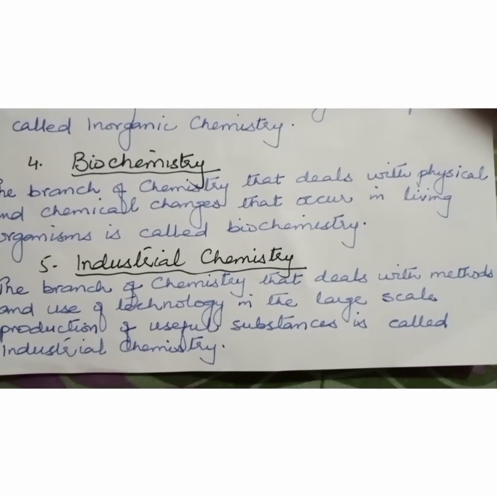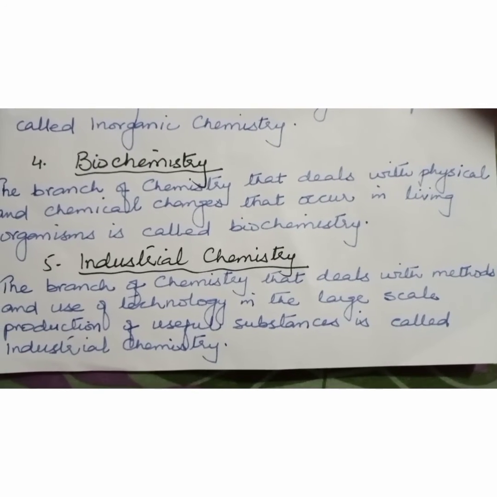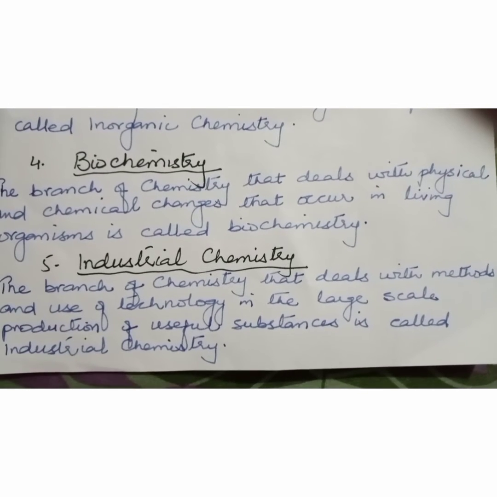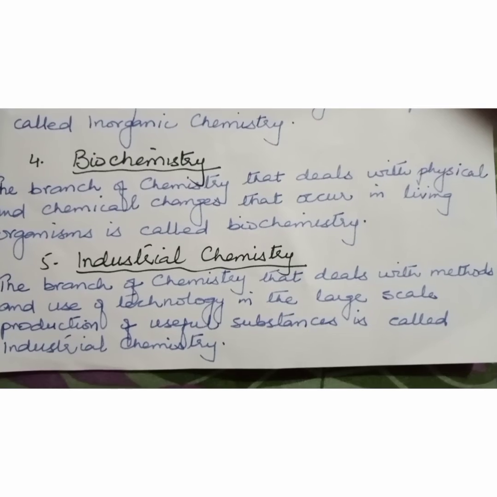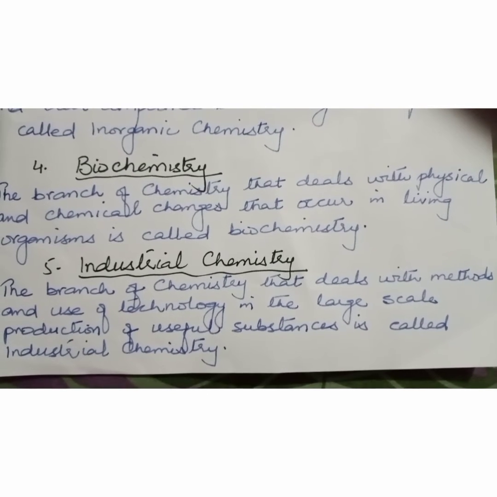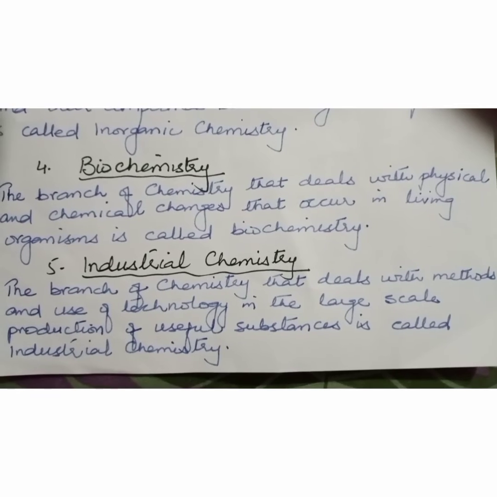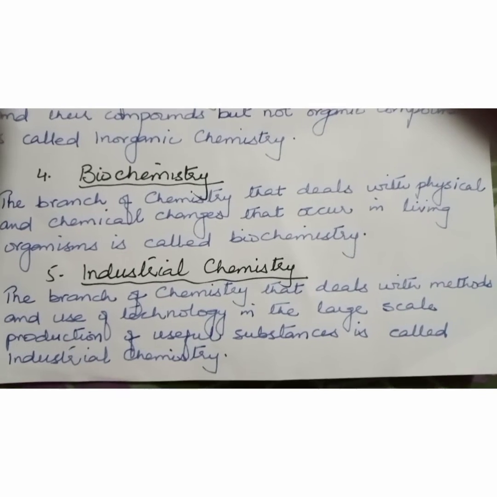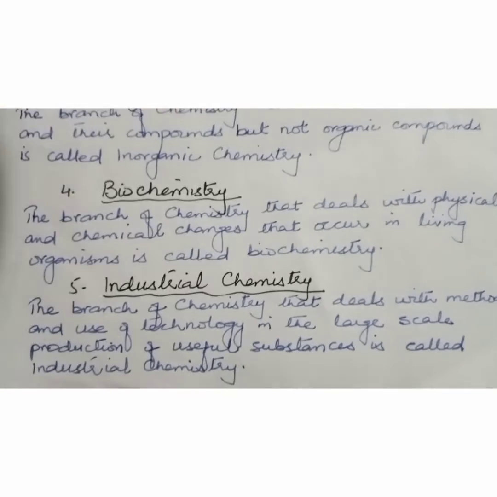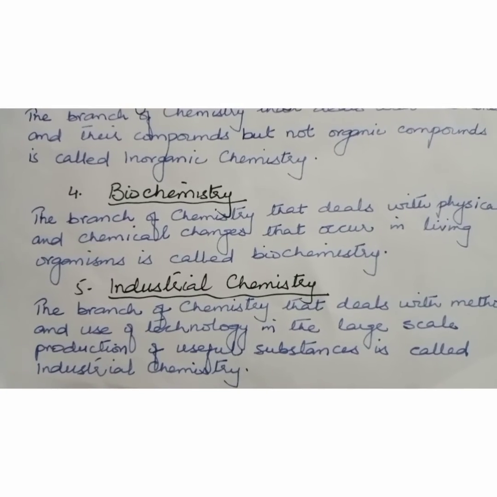Now, the fifth branch with us is industrial chemistry. Now, what is industrial chemistry? The branch of chemistry that deals with the methods and use of technology in industries on a large scale in order to produce useful substances is called industrial chemistry.